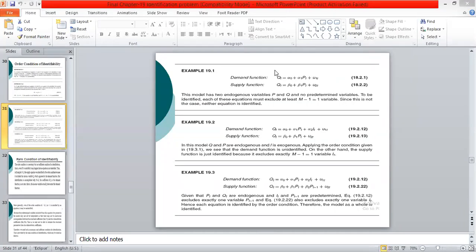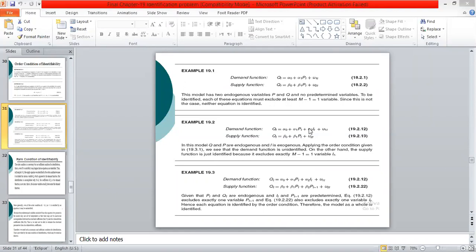Again, write down the information, please. Capital M equal to 2. That is, we have two endogenous variables in the model, that is quantity and price. Capital K, that is the predetermined variable in the whole model. Look at the whole model. We have only one predetermined variable in the model. So capital K is equal to 1. This is the information regarding the overall model.